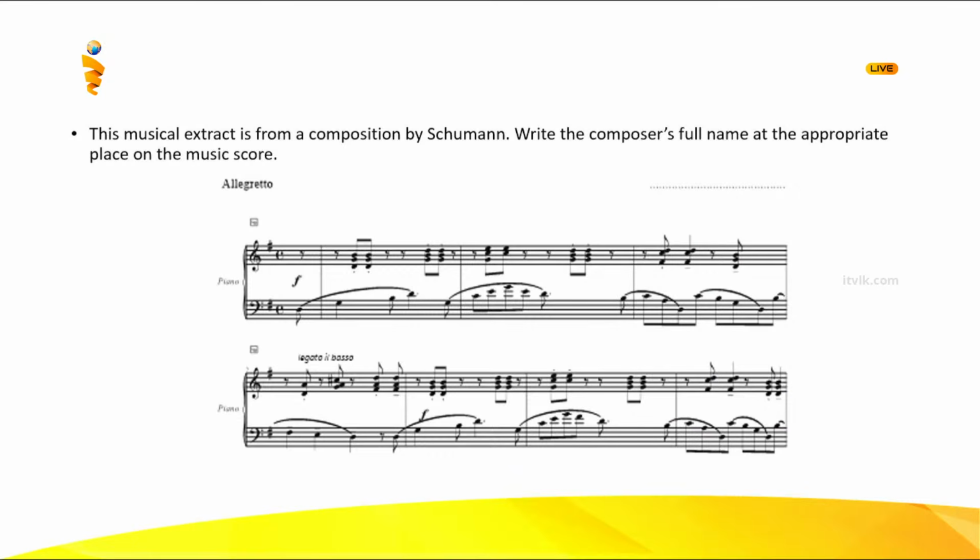Next one. This musical extract is from a composition by Schumann. Write the composer's full name at the appropriate place on the music score. So the full name of the composer is Robert Schumann. You have to write it at the top of the music extract and on the right side of the music extract. This is how you have to write it, Robert Schumann.